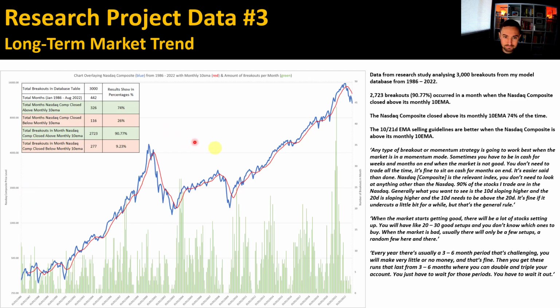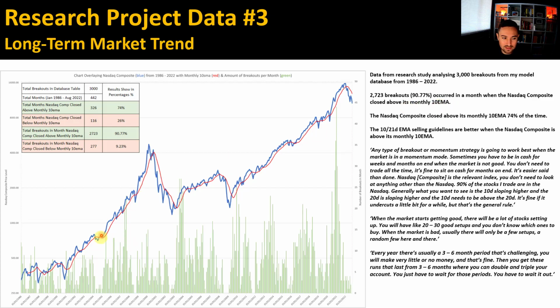Here's another one as well, okay? So this is data from a research study analyzing 3,000 breakouts from my model database from 1986 to 2022. So the important part here is, okay, nearly 91%, we'll just say 90% occurred in a month when the NASDAQ composite closed above its monthly 10 EMA.